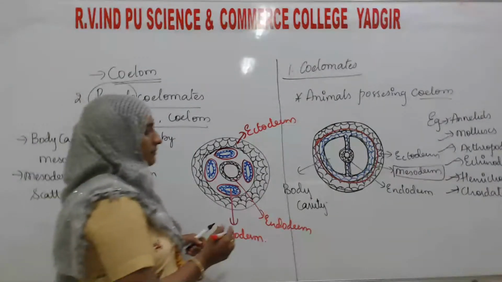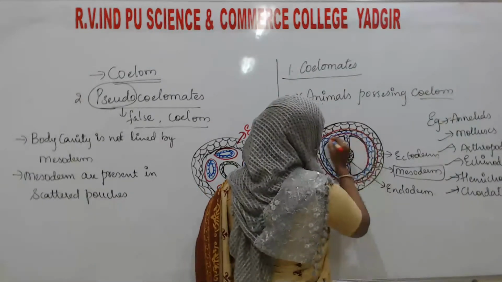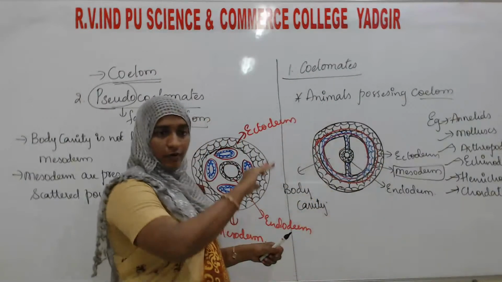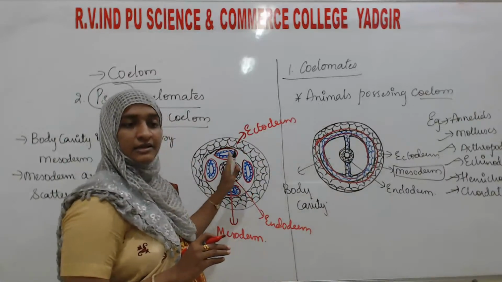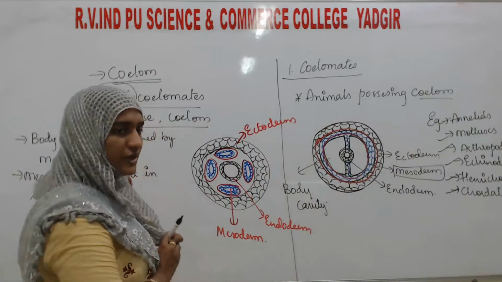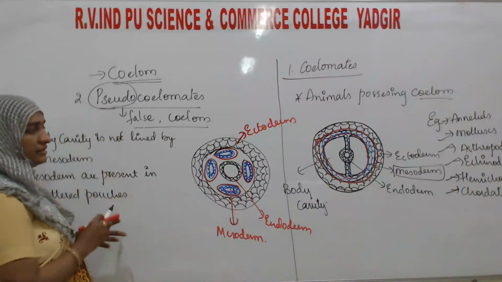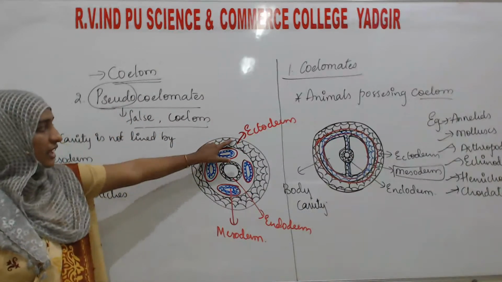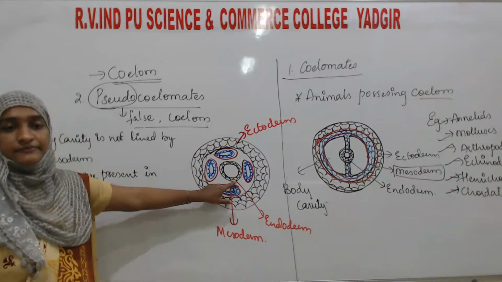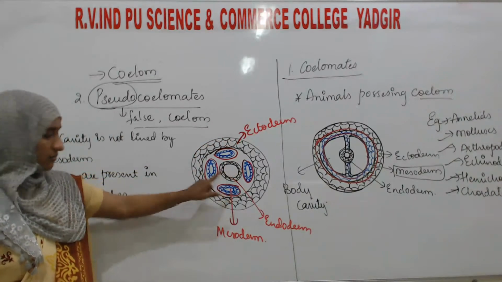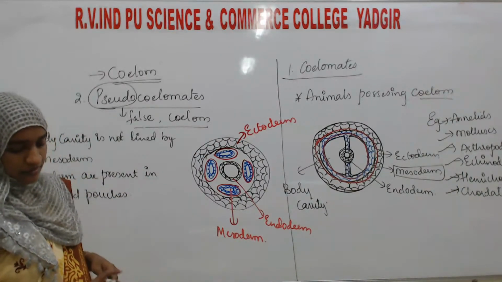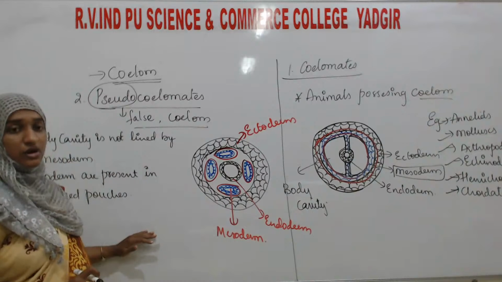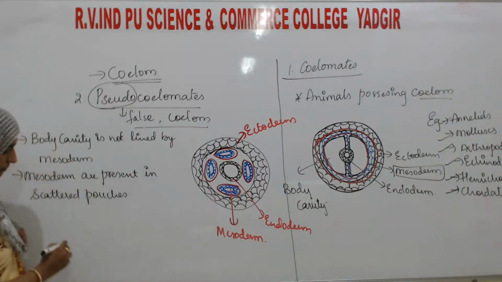Here you can see how the mesoderm is present. In a proper way it is lined, but here it is present in a scattered form. That's why those pouches are present in between the ectoderm and the endoderm. Such a body cavity is called the pseudocoelom.